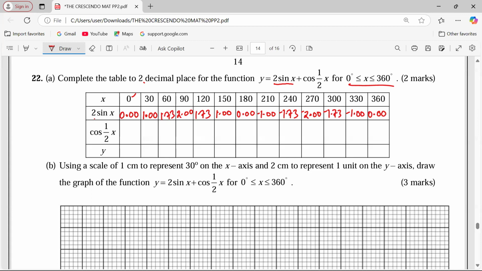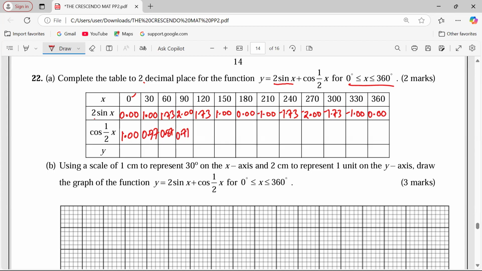Then we proceed to the second option, the cosine of half x. So cos of half of 0 is just cosine of 0, which is 1, so 1.00. Cosine of 15, 0.97. Cosine of half of 60, which is 30, that should be 0.87. Then we have cosine of 45, which is 0.71.